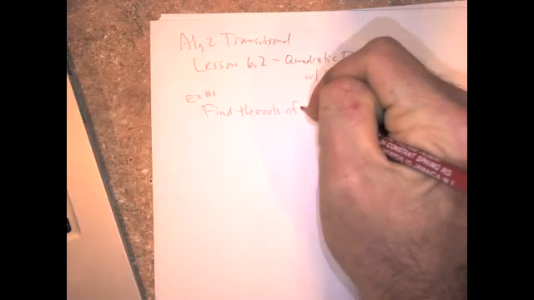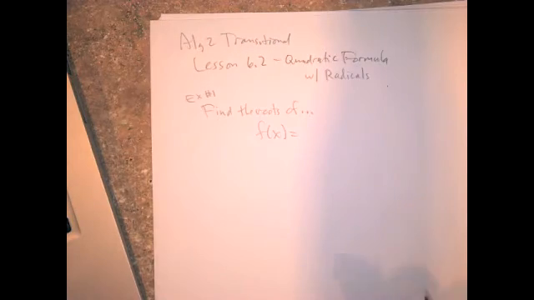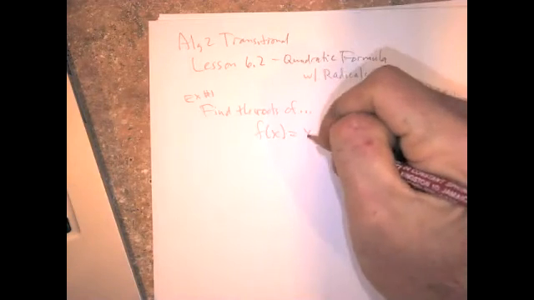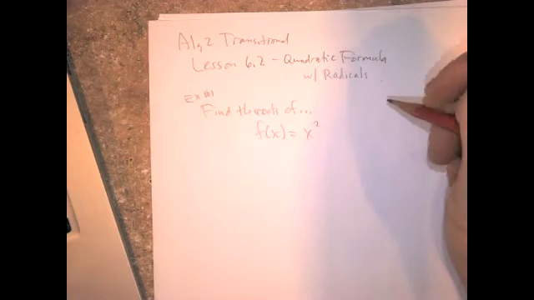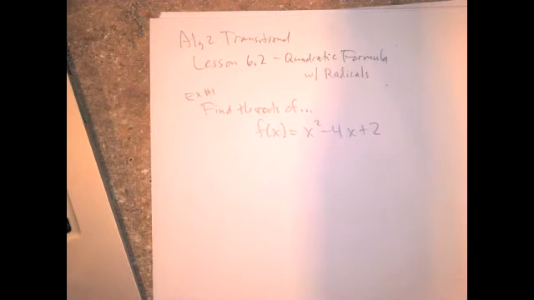Find the roots of an equation. Say f of x. Find the roots, that's supposed to say. f of x equals x squared minus 4x plus 2. Find the roots. In other words, what could you plug in to get 0? A couple ways you could do it.